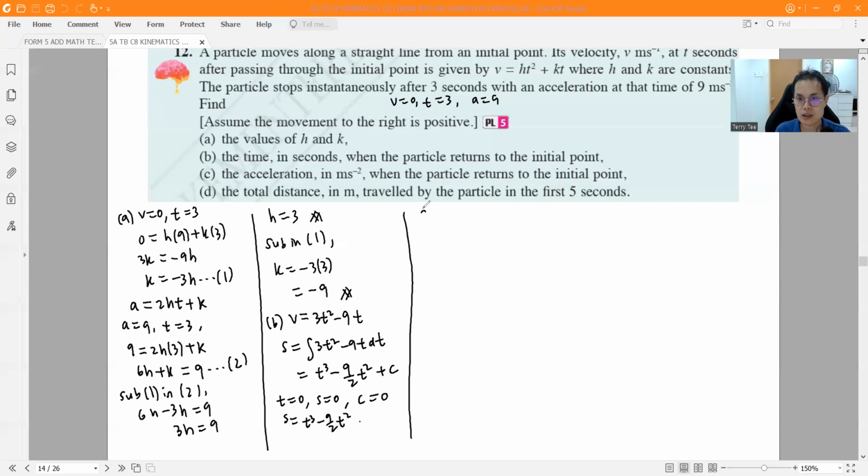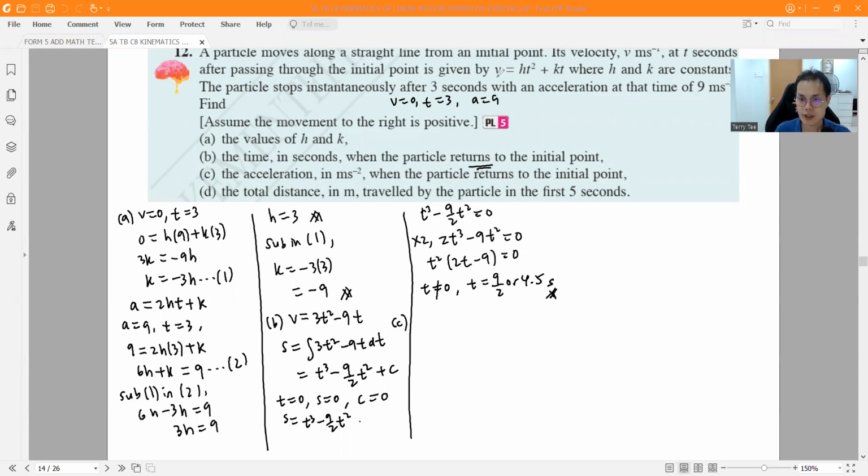Okay, we let s be 0. We know the particle returns to point O, the initial point, when this is 0. I don't like the 2, so I multiply by 2 and get 2t cubed minus 9t squared equals 0. Just take out t squared, so you are left with t squared times (2t minus 9). Now t is either 0 or 9 over 2, which is 4.5. We can't take t equals 0 because it is the initial value, not a return. So we take this 4.5 seconds and use the result to find part C.